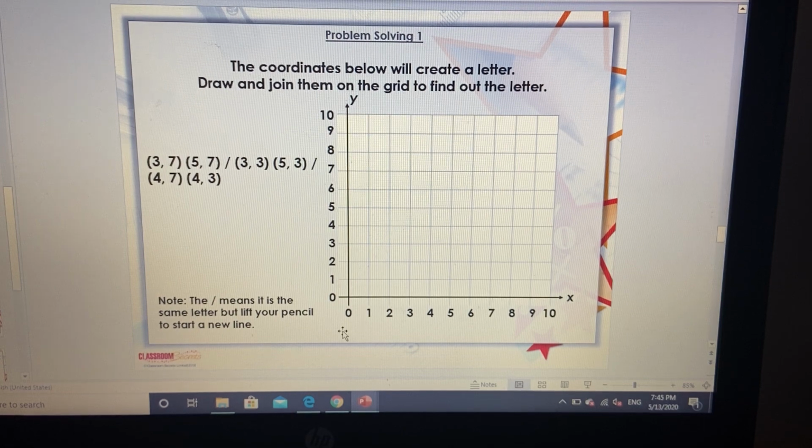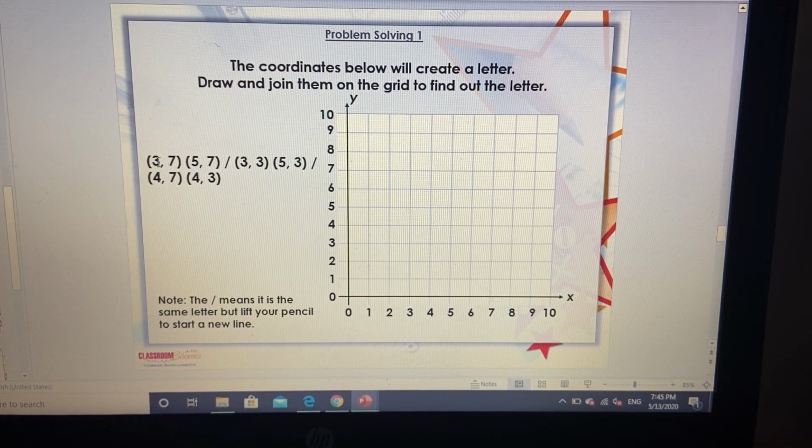And this is one of the problem solving aspects that you might face. It says the coordinates below create a letter. Draw and then join them on the grid to find out the letter. So again, we're going to have to plot our coordinates. So the first one we've got is 3, 7. So I'm going to go along 3 and up to 7.